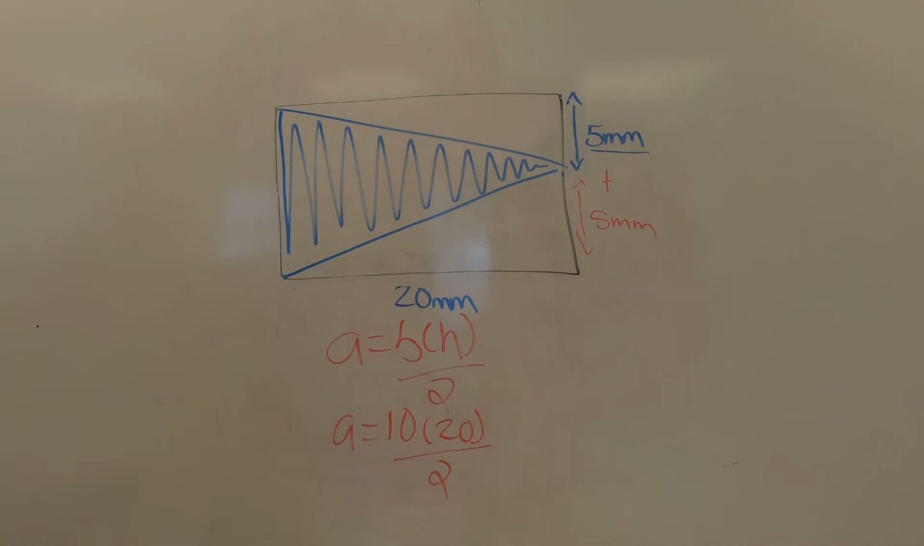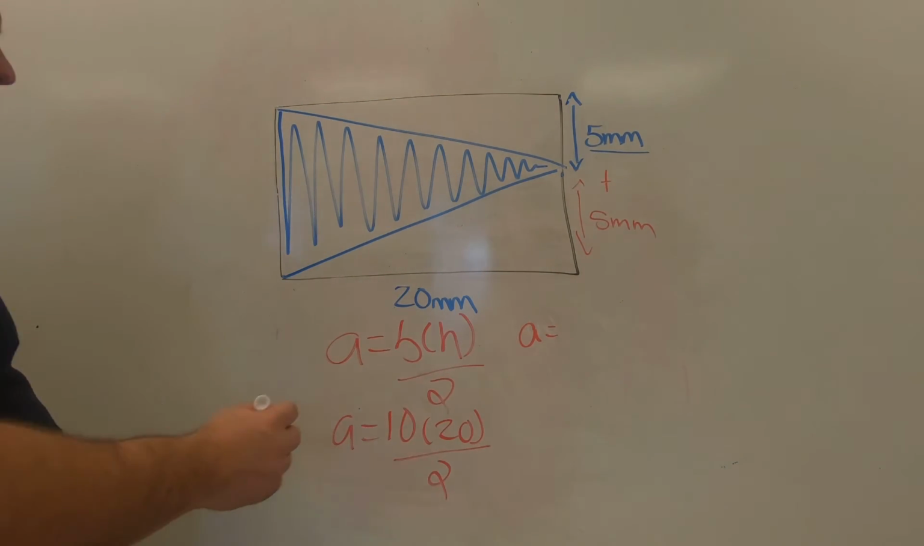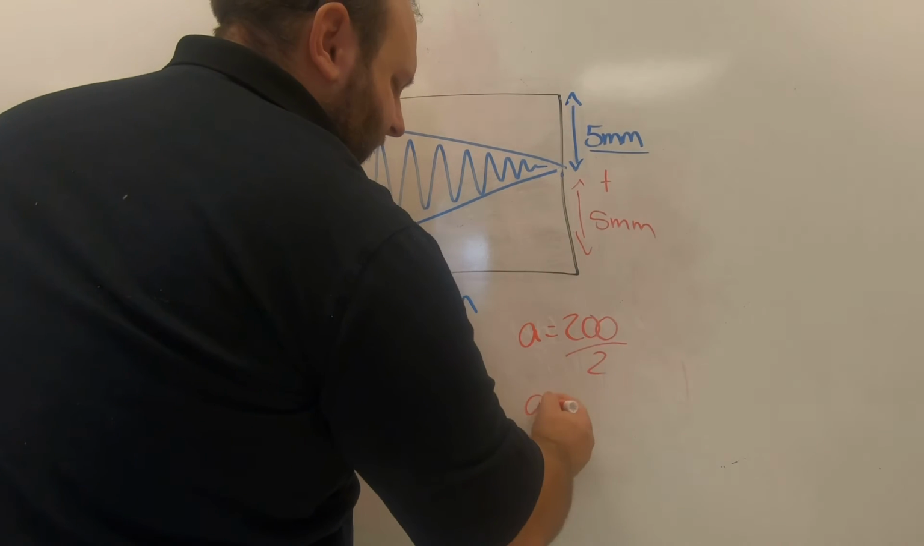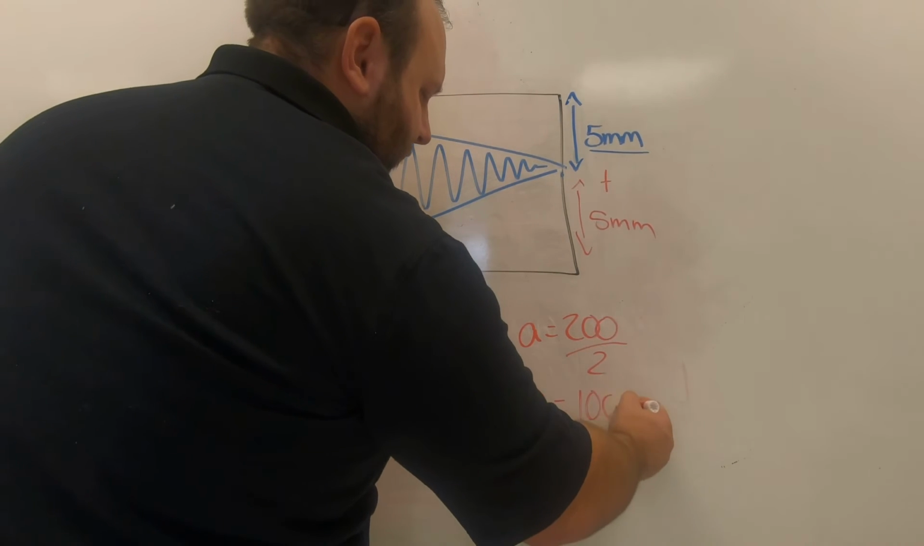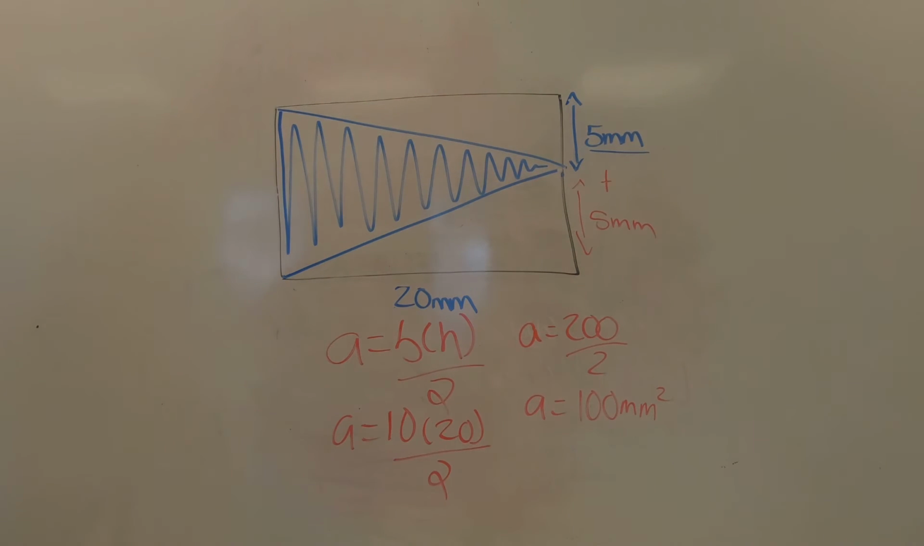Okay, so now we just continue with our formula. 10 times 20 is 200, and 200 cut in half is 100 millimeters squared. So this triangle is 100 millimeters squared.